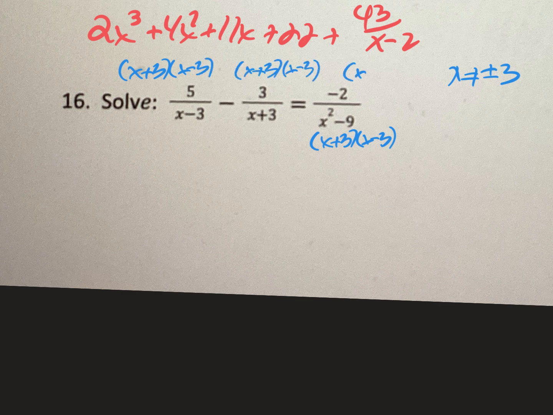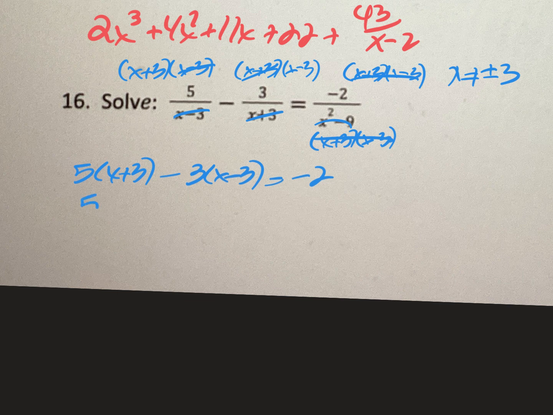That is the LCD. And when I multiply by the LCD, all the fractions are going to cancel. So those cancel. That leaves me a 5 times x plus 3 minus 3, the x plus 3's cancel, that leaves a 3 and x minus 3. On the right-hand side, everything cancels. So it just leaves me a negative 2.